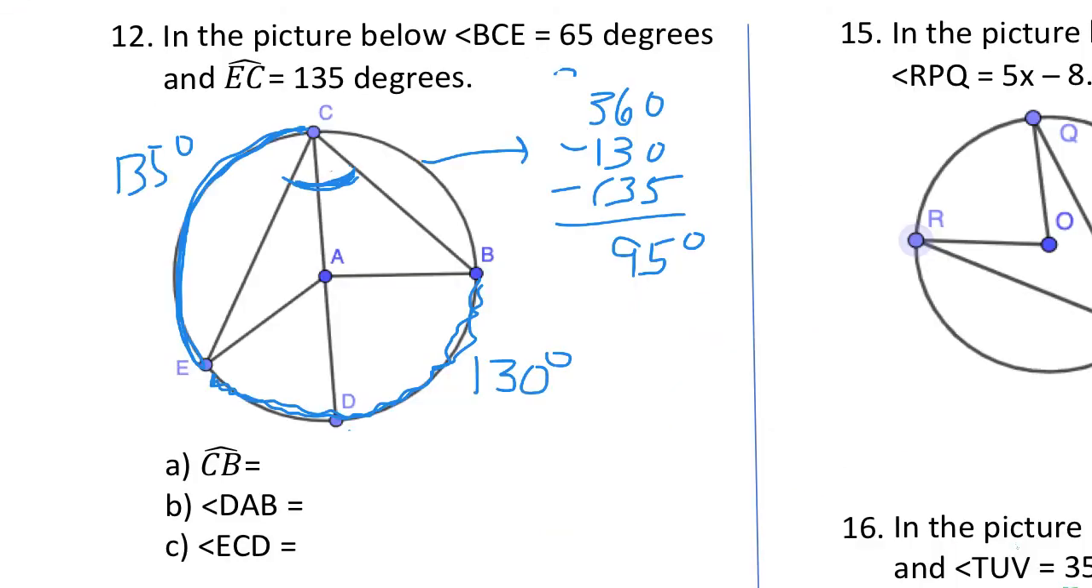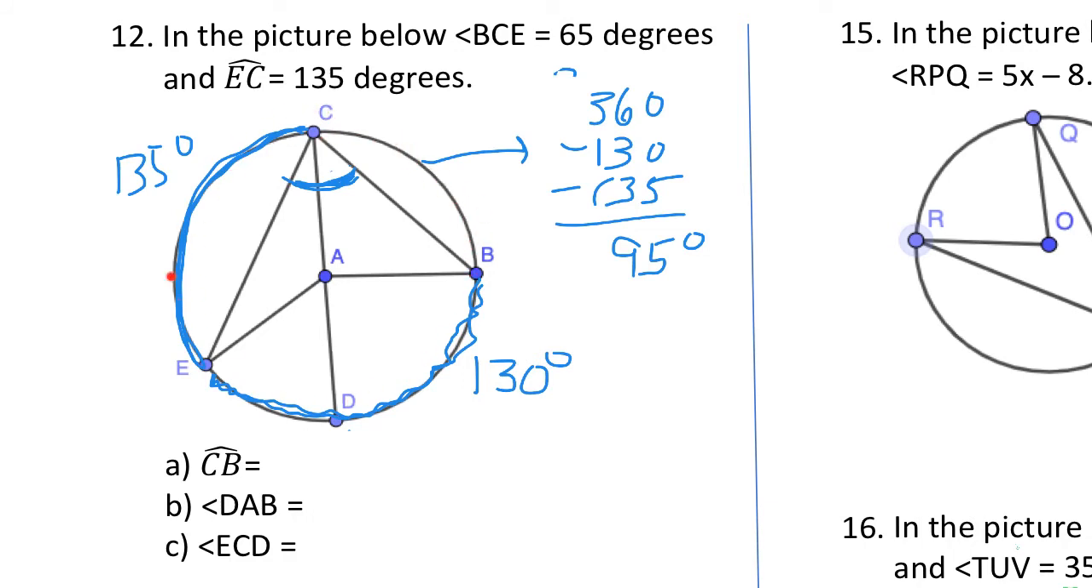In question 12, we are told that this angle right here is 65 degrees. That's an inscribed angle. So from ending to ending, from E to B, is double the inscribed angle. So that's 130 degrees right there. We're also told that this arc right here is 135 degrees. So this piece over here completes the entire circle.